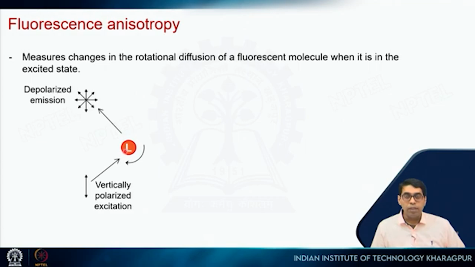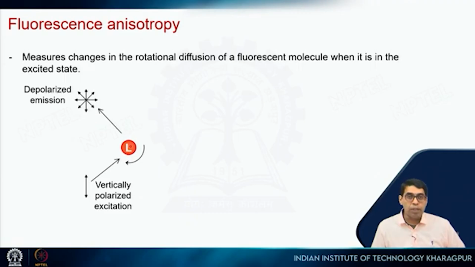So this is a ligand and it fluoresces, maybe it has its own fluorescence, or you have attached some fluorescence tag to this ligand, right? Now, what we do is we excite this with a vertically polarized light. So the light is vertically polarized like this, okay, and then it will emit this light. So it will absorb and then it will emit, and that is what we are going to detect.